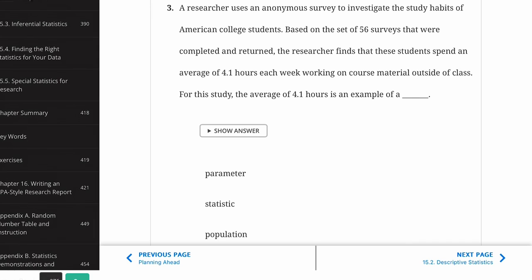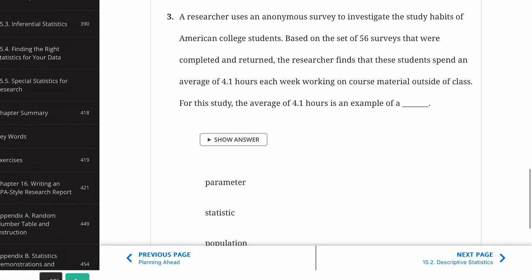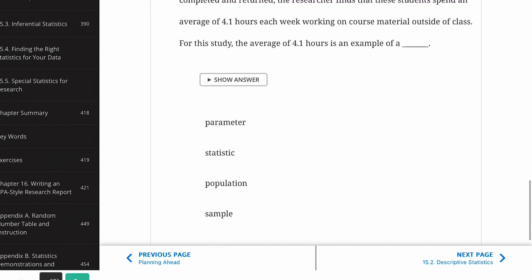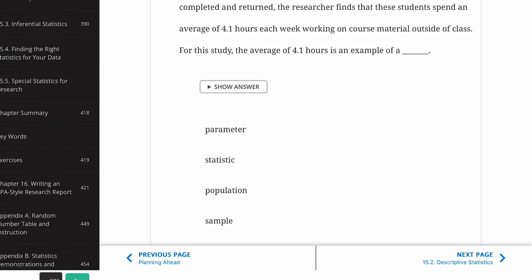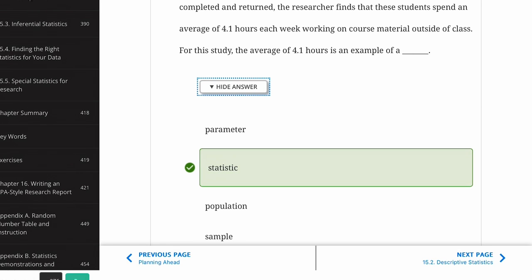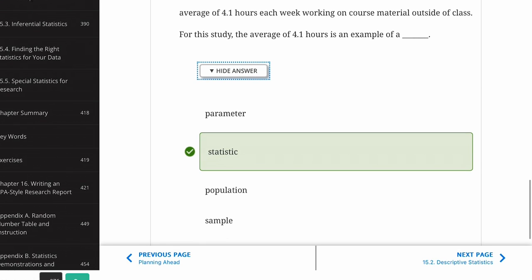And then the last question: a researcher uses an anonymous survey to investigate the study habits of American college students. Based on a set of 56 surveys that were completed and returned, the researcher finds that these students spend an average of 4.1 hours each week working on course material outside of class. For this study, the average of 4.1 hours is an example of... so hopefully you figured this out already based on what I just said.